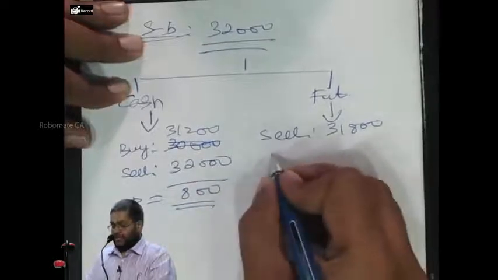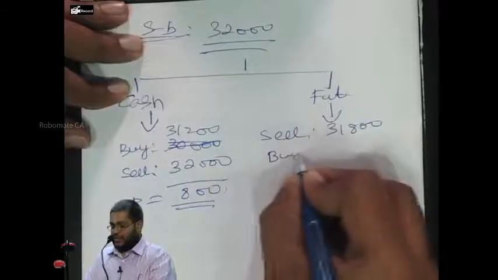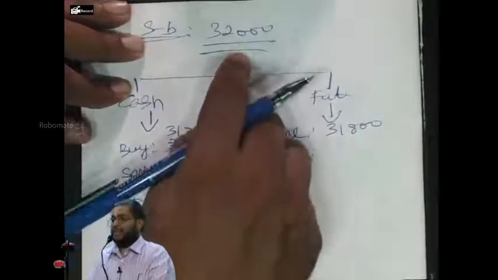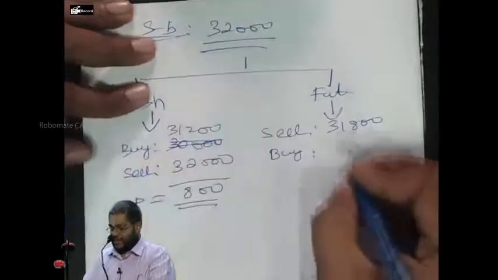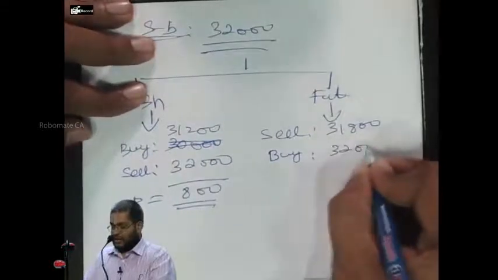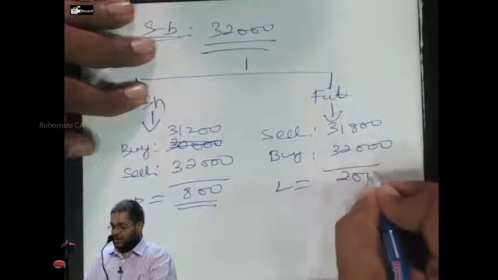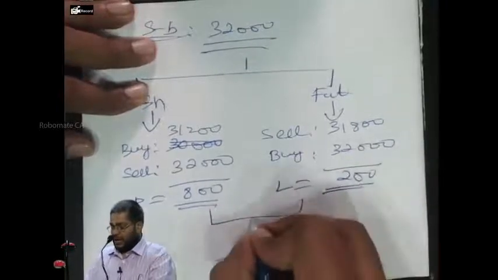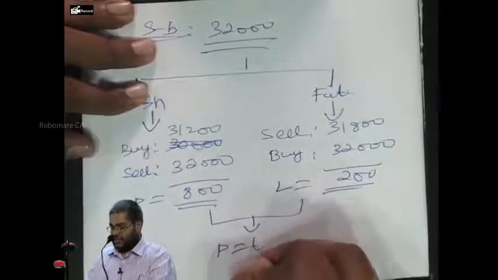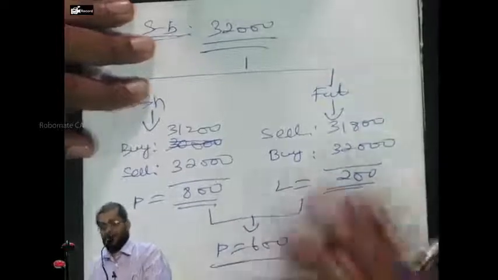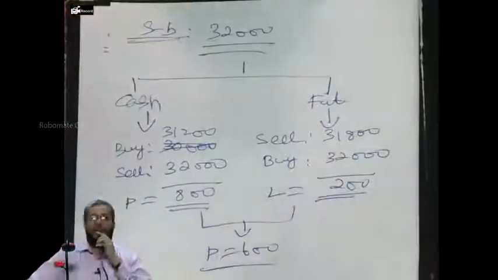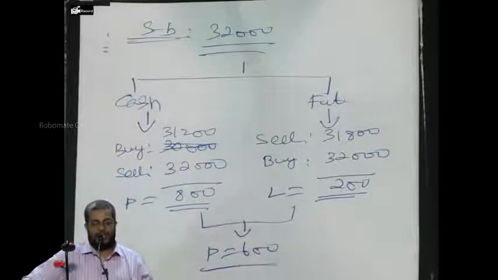Futures sell is given a counter through what? Futures buy. On that day, the future price is the same as what? Cash price, due to convergence. The amount here is 32,000. Profit or loss? Loss, of 200. Overall, I made a profit of 600. This is the arbitrage through the futures and cash market.